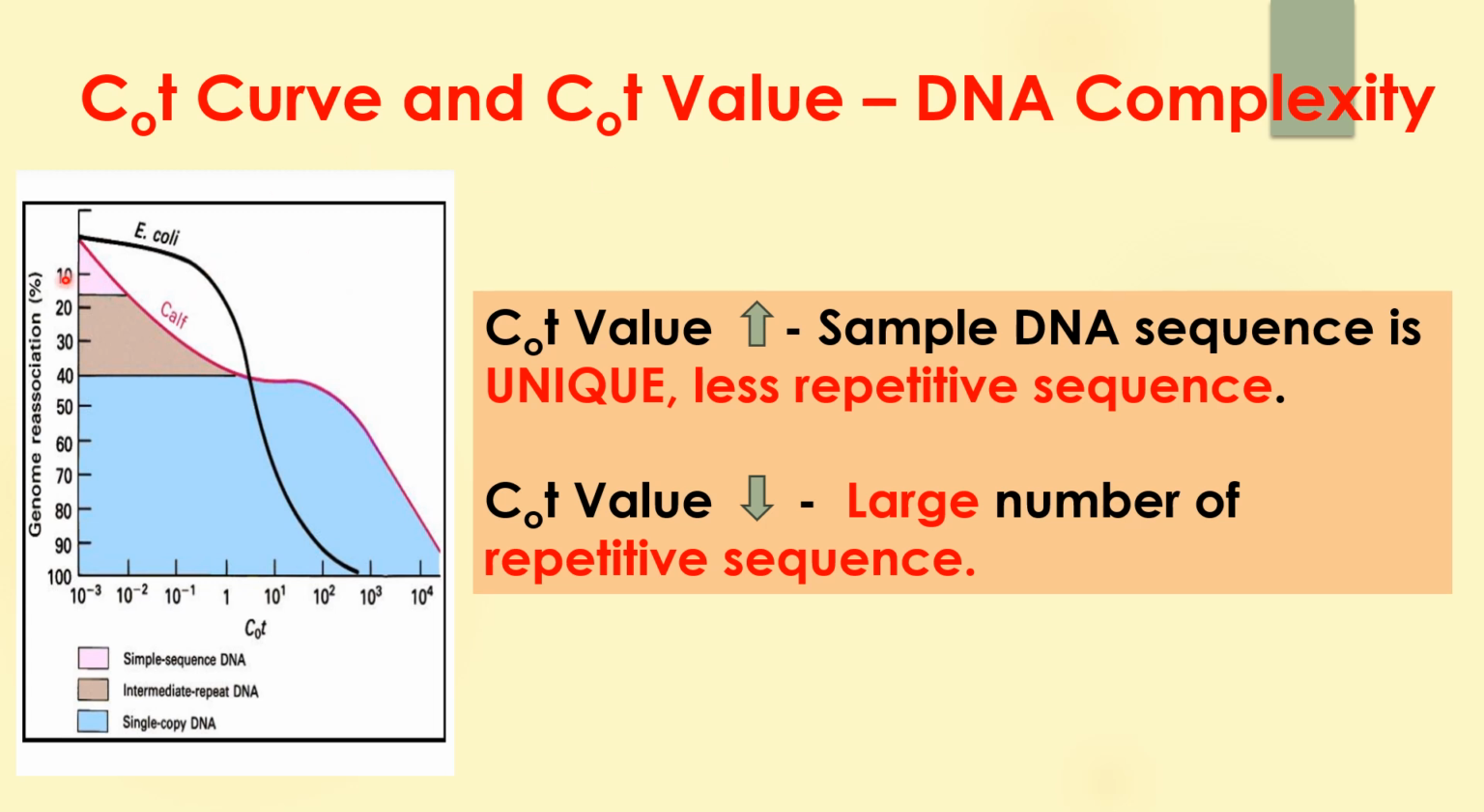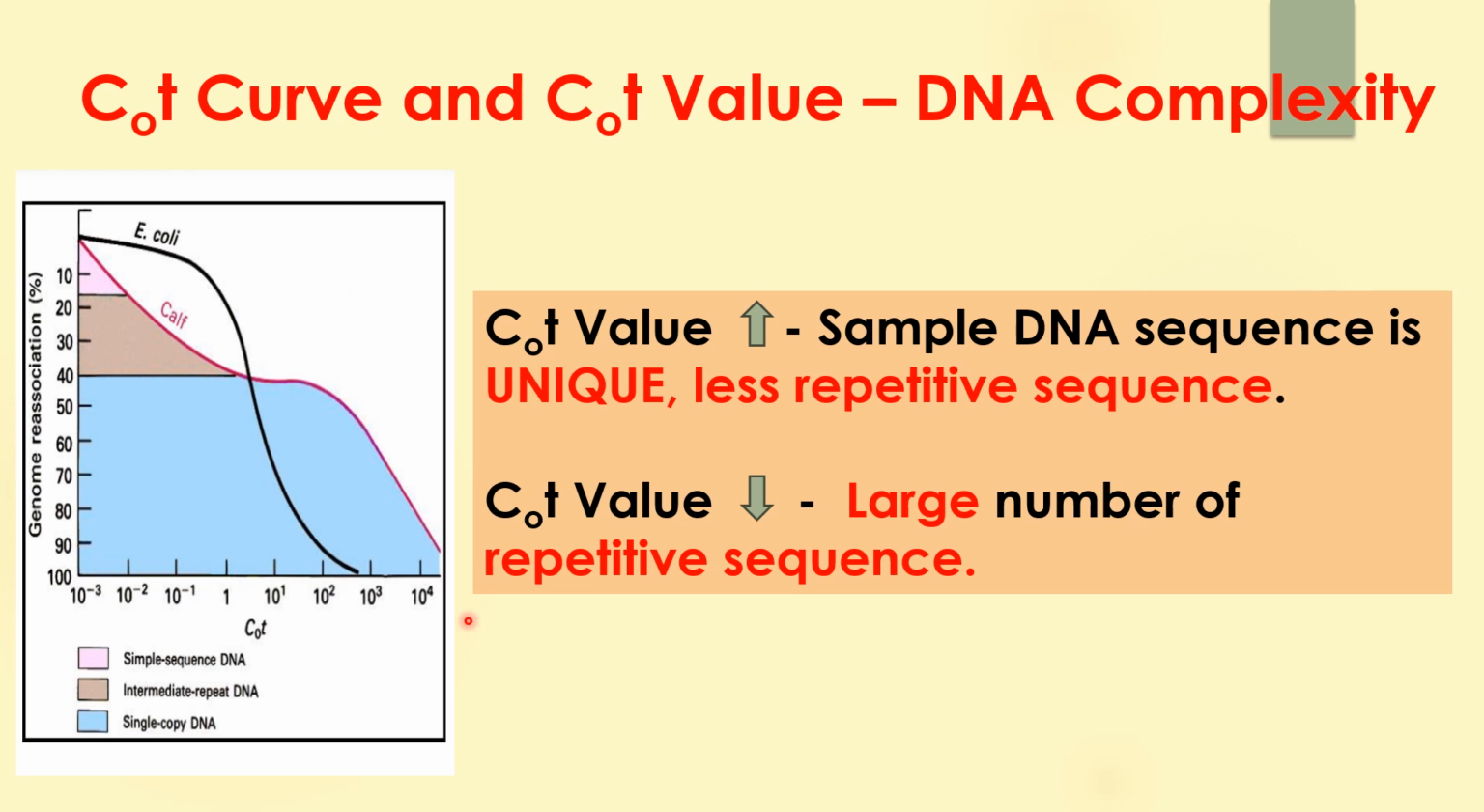See in this graph, E. coli DNA. This is the COT value on the x-axis. For simplicity's sake, let us take it as 10 to the power 3 for E. coli. Another DNA is calf DNA. This pink line, calf DNA, say for simplicity's sake, is touching 10 to the power 5. So obviously 10 to the power 3 is lesser, 10 to the power 5 is more. So the calf DNA value is more.